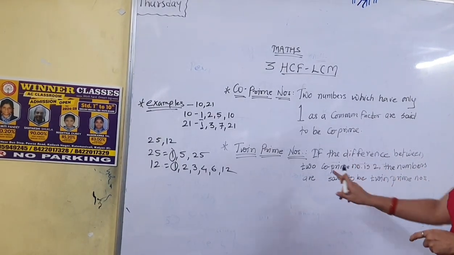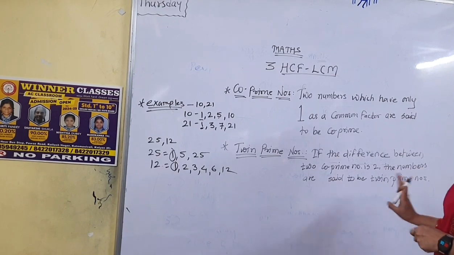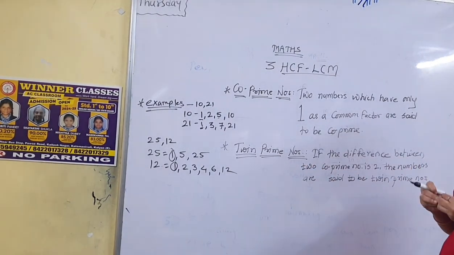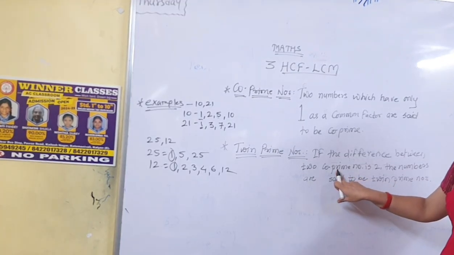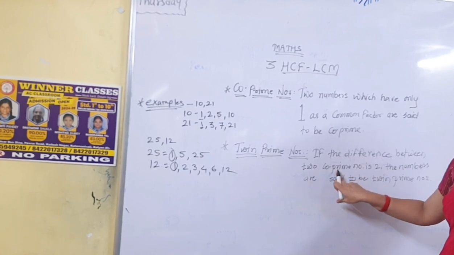Now I am reading the definition. If the difference between two co-prime numbers is 2, then the numbers are said to be twin prime numbers. Now what is the meaning of that? Whenever we have to find the co-prime numbers, in those co-primes we have to find the ones with a difference of 2.